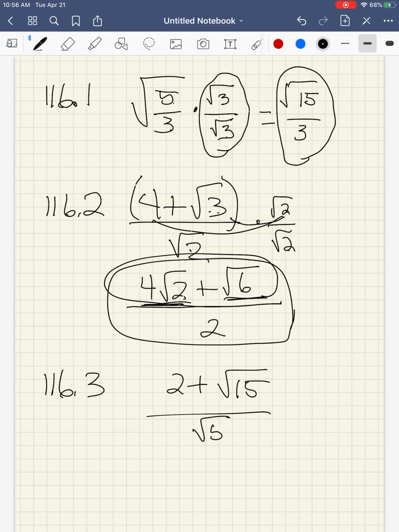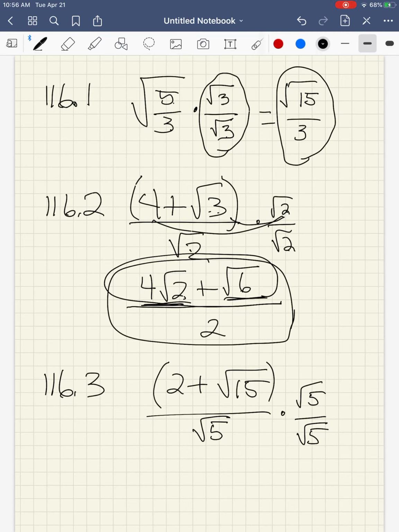Okay, so what do we need to multiply by here to get rid of the square root in the denominator? That's right, square root of 5 over square root of 5. So what are we going to get? Remember, this has to be distributed.